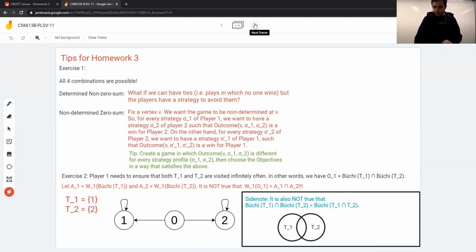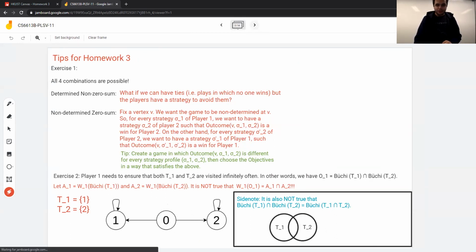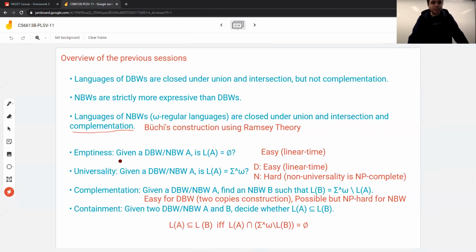Okay, so after that quite long tips session, let's go on and actually continue with our work on automata on infinite words. Okay, what did we see in the previous sessions? So we defined several different types of automata. Today we will define another type.